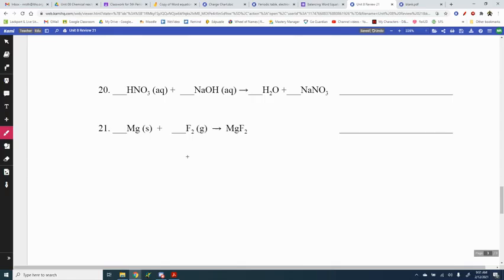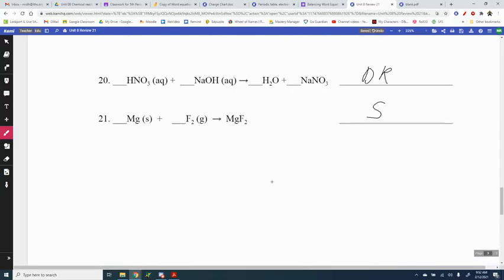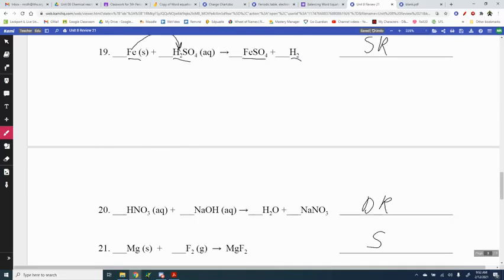Next one, we have two compounds on the left, two new compounds on the right. The compounds on the left switch partners. So that is going to be a double replacement reaction. Okay. Last one, we have two reactants. They come together to make one product. So that is a synthesis reaction. And I believe that is it. Yep, that is it. All right. Good to go.